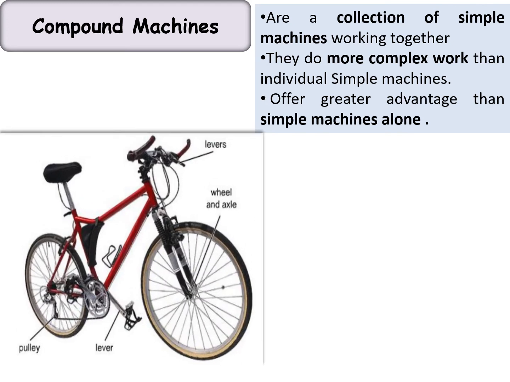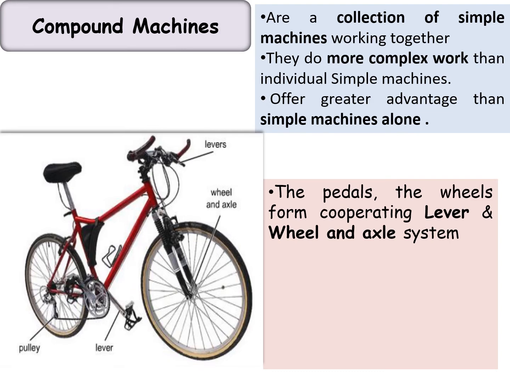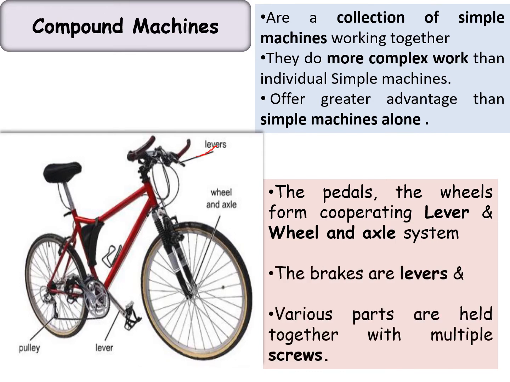Now, to have a cycle as a whole machine or a whole assembly, there are small parts which work in combination as simple machines, and thus the whole thing becomes a compound machine. For example, here the pedals and the wheels form a cooperating lever and wheel and axle system. The brakes are the levers, and various parts are held together with multiple screws. So here we are making use of simple machines, that is lever, wheel and axle, and screws.